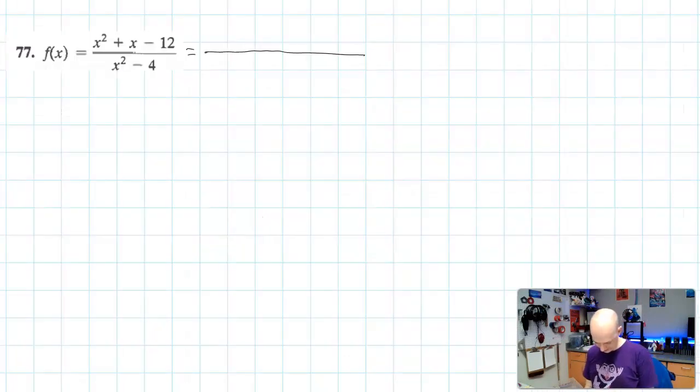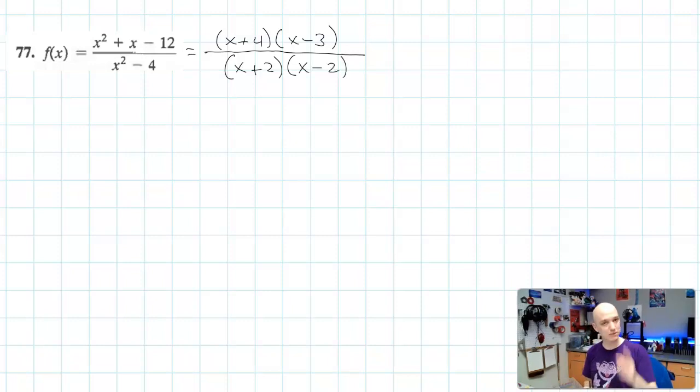All right. So again, we have a factoring situation. So this we have x squared plus x minus 12, so we should have an x plus 4 to get the plus x and an x minus 3, so we get a 12. And this is going to be x plus 2, x minus 2. Again, watch out for wishful thinking factoring. Nothing cancels. Sadly, we have no holes. We're going to have a lot of other stuff, though.